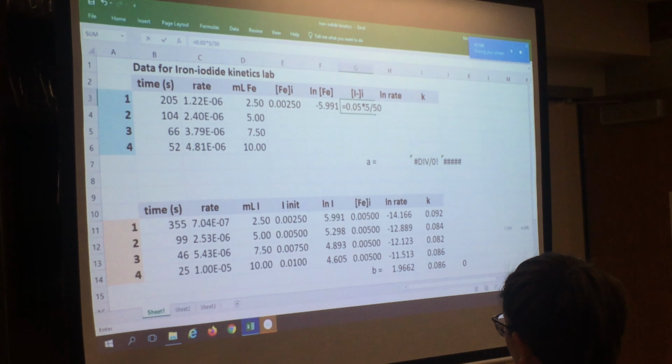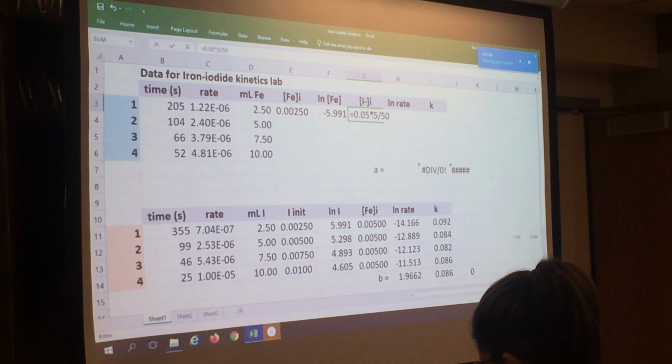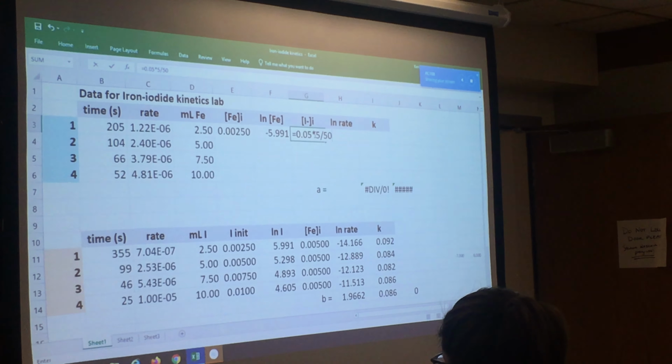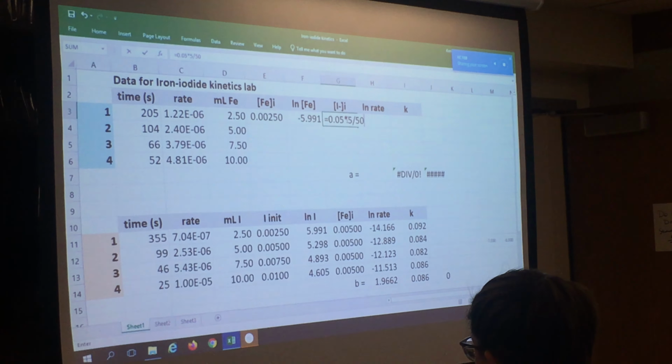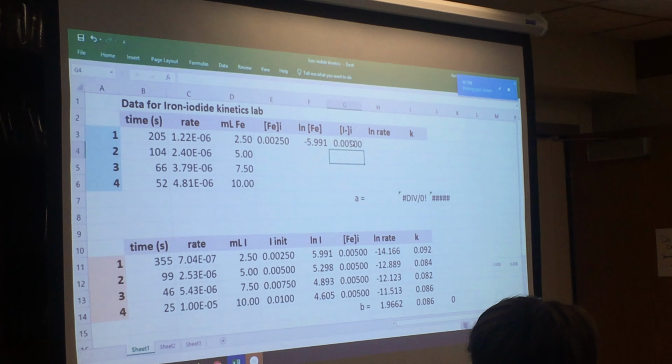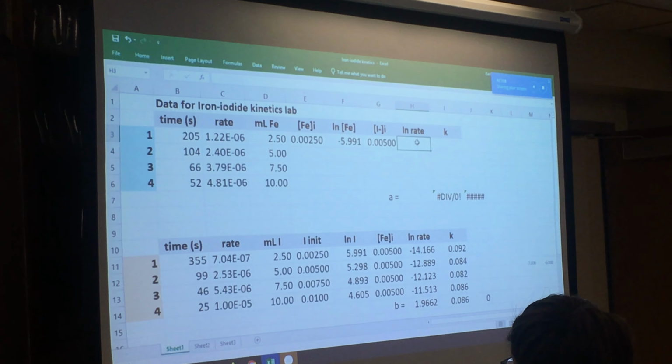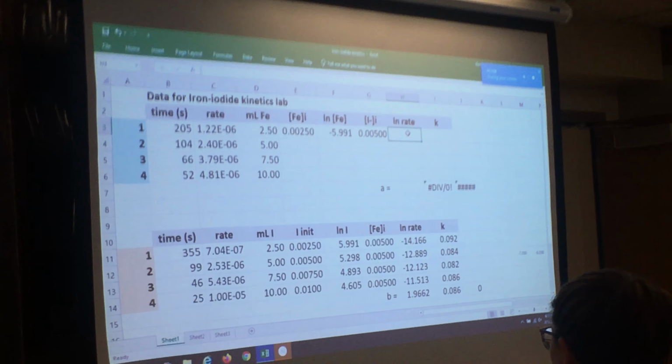So the iodide concentration is the same. Remember, it's the concentration that we took out of the bottle, now diluted to 50 mils, the total combined solution. So I hit enter there. There's our iodide concentration. Now, the next column is the natural log of the rate.